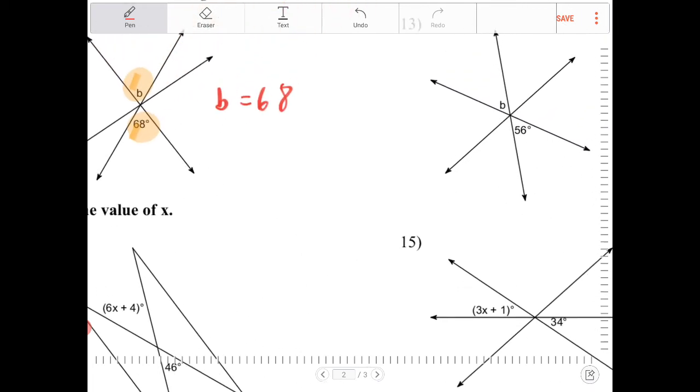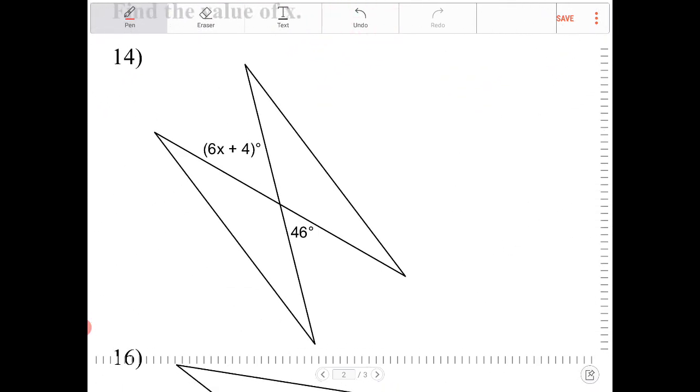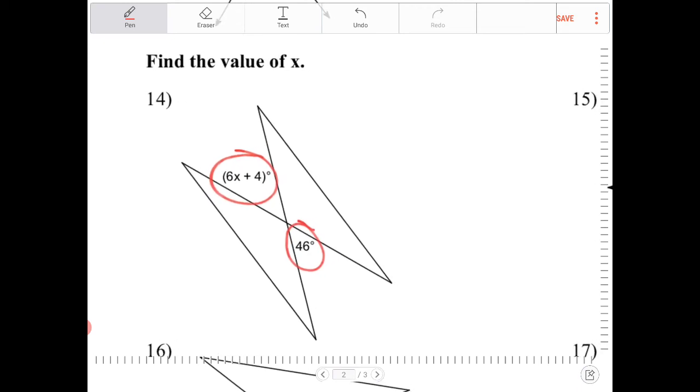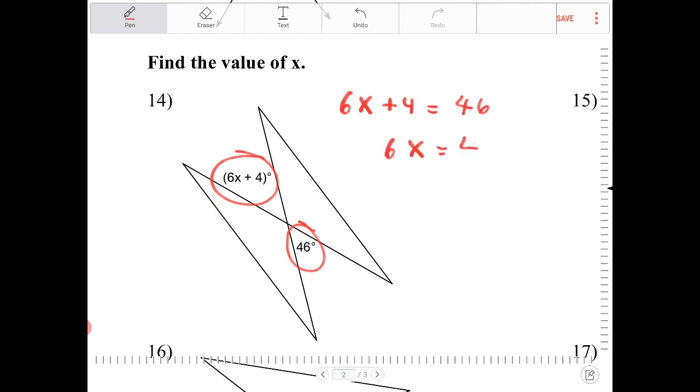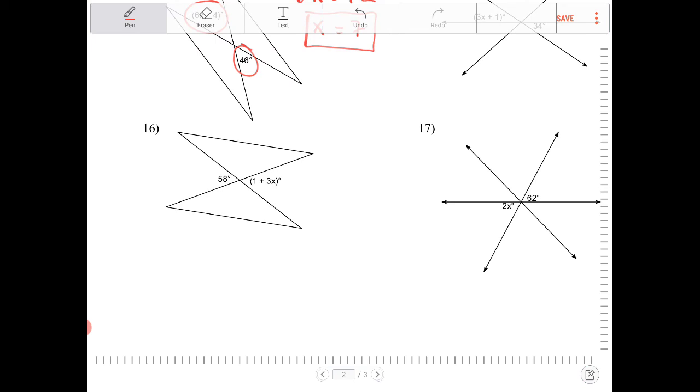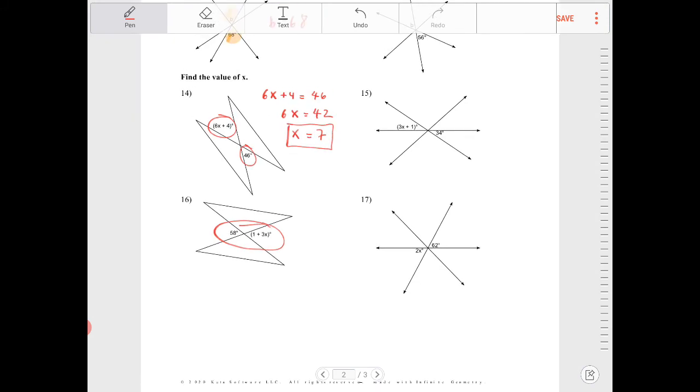All right. We need to find out what x is in this problem here. Very, very similar. So again, you notice that these two angles happen to be on opposite sides of those two lines that are crisscrossed, so therefore they are again vertical angles. So I will know that 6x plus 4 will equal 46. If I subtract both sides by 4, I end up with 6x is equal to 42. Divide both sides by 6, x is equal to 7. And then these are really similar concepts, so I'm not going to do this just because they are, again, vertical angles. We're going to set them equal to one another and solve.